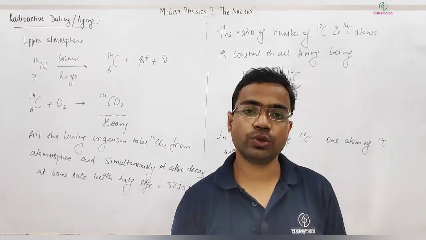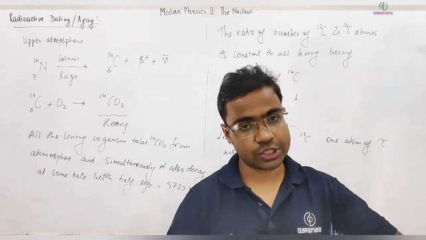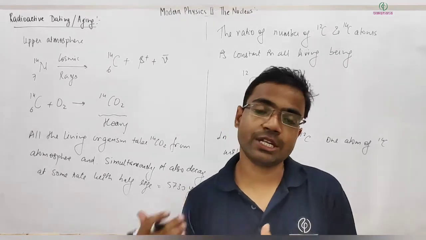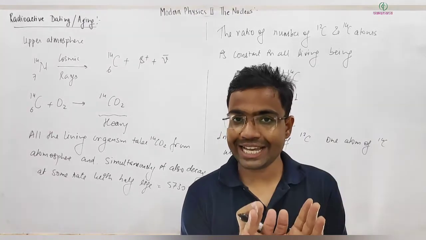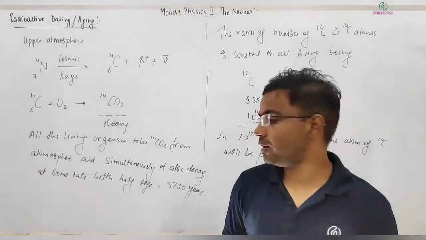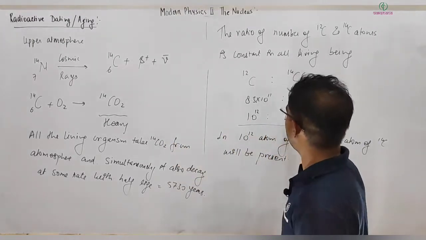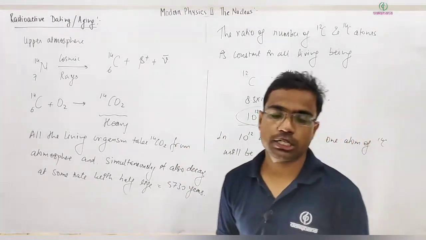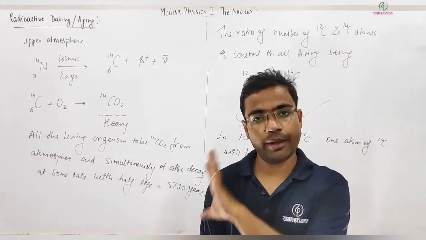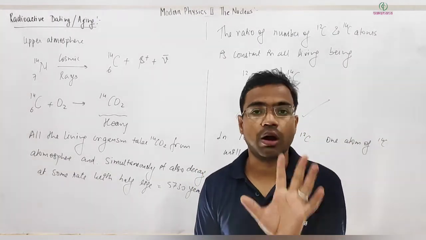So in this way, when plants, animals and organisms are alive, they are taking carbon 14 CO2 from the atmosphere, so there is intake, and because it's a radioactive element, simultaneously it is also decaying. In that process, everything happens such that the ratio of carbon 14 and carbon 12 is maintained constant. So this is the thing happening in living beings, living organisms.